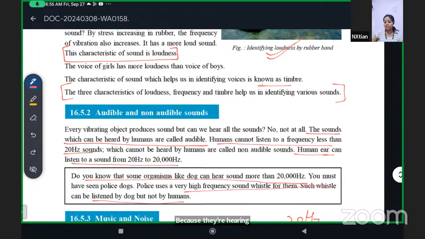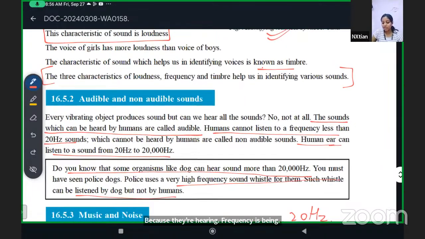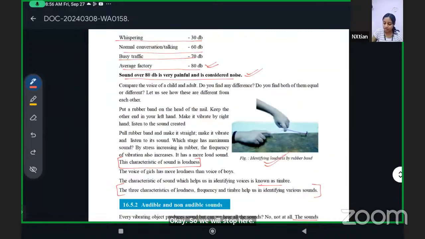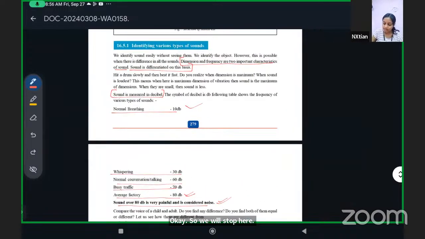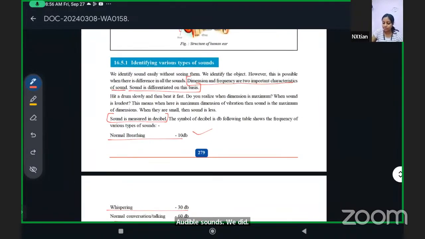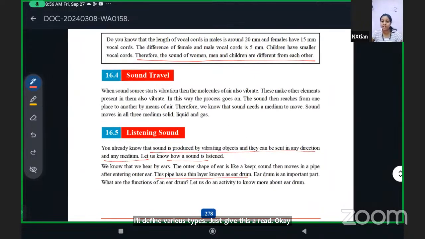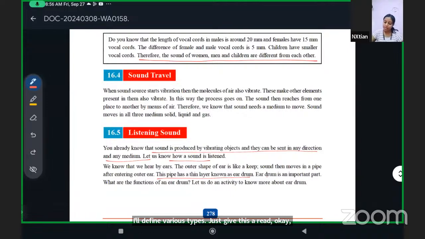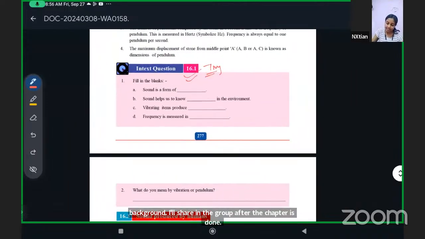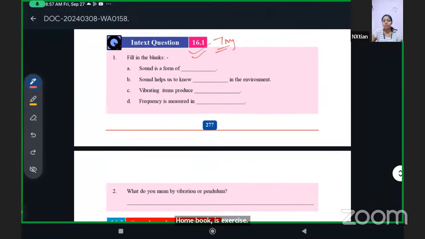So we will stop here. Audible and non-audible sounds we did, and identifying various types of sounds we did. Just give this a read. Diagrams I'll share in the group after the chapter is done. Homework is exercise 16.1. Please complete it over the weekend.